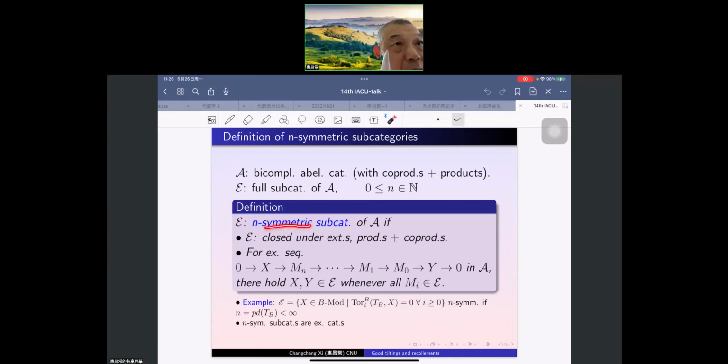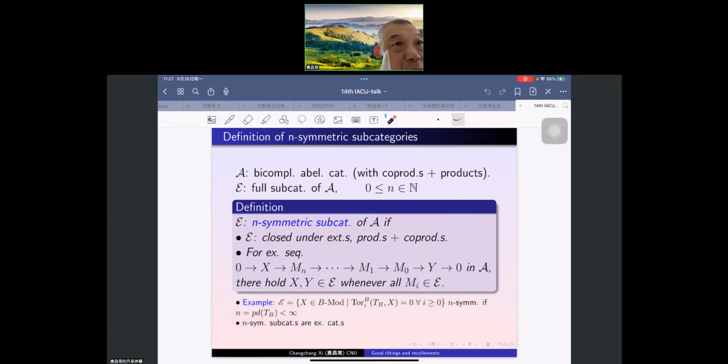Symmetric means, in some sense, kernels and cokernels, extension closed, and closed under products and coproducts. So this is the notion of an n-symmetric category. The example of an n-symmetric category is the following. We take a tilting module T, and we consider all modules X satisfying this condition, and this is an n-symmetric category. Of course, n is just the projective dimension of T. In fact, this is always true. If we just require the projective dimension is finite, it's just n. We don't require other conditions.